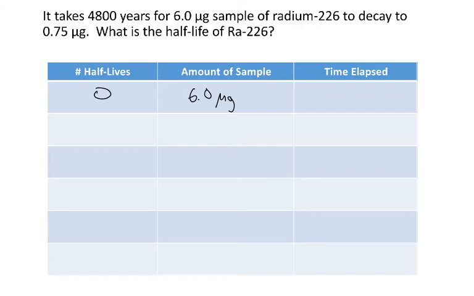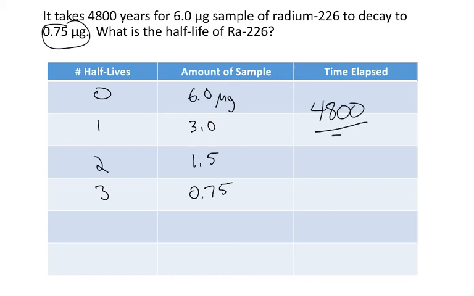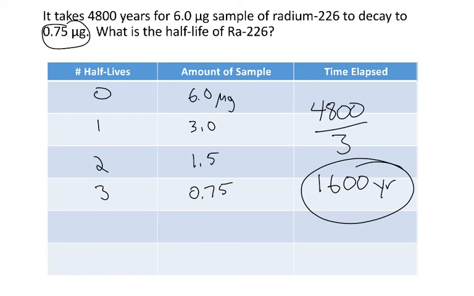So after one half-life, I'm going to have 3 micrograms. After 2 half-lives, I'll have 1.5. So after 3, I'll have 0.75, and that's the mass that they gave me. So it took me 4,800 years to go through 3 half-lives. So this 4,800 years represents 3 times whatever the half-life is. And so the half-life is going to be 4,800 divided by 3. And so that gets me 1,600 years for the half-life of radium-226.